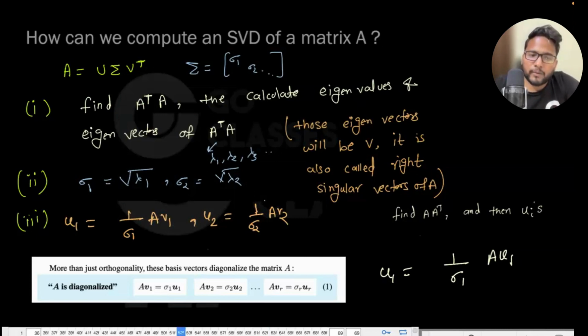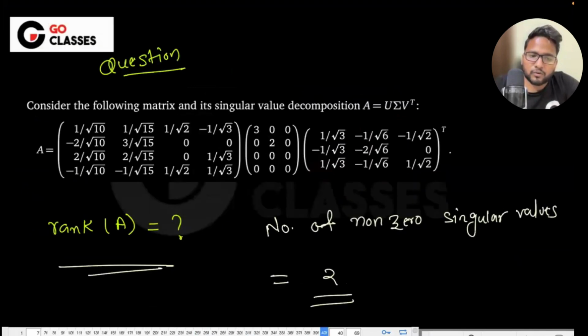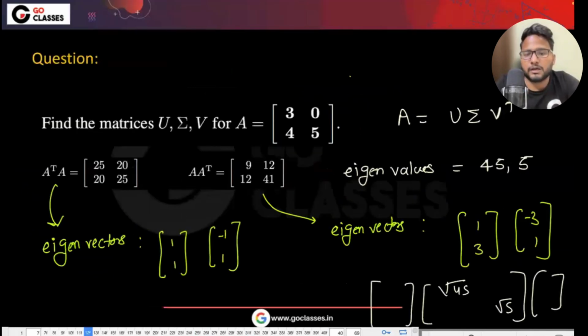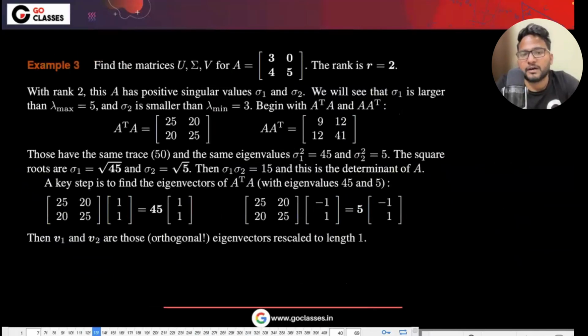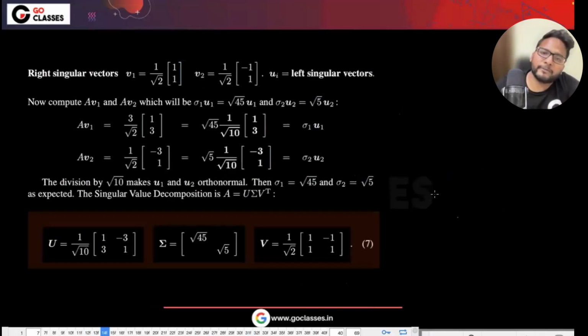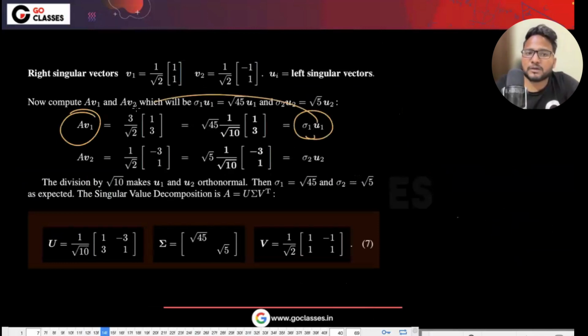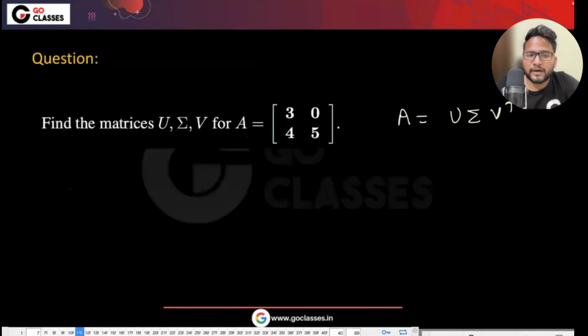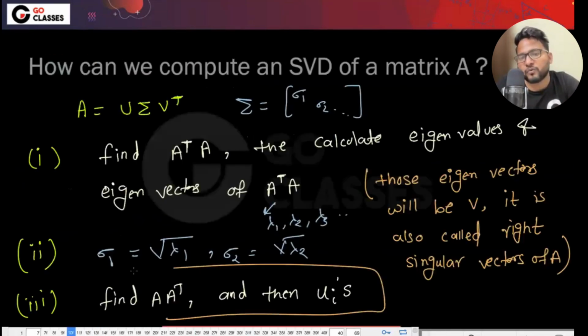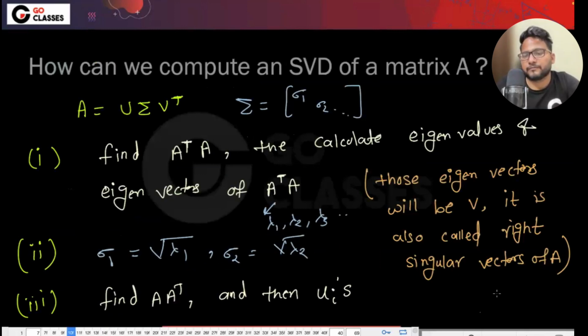Now, if you remember, there was a question where I was saying they are playing some trick. Let's just see what trick they might have played. See here, they're calculating u1 as A v1, and then they're writing A v1 as sigma 1 u1, and then they're directly calculating u1 from here, isn't it? So in this third step, you don't actually need to find u_i like this. Are you getting a little bit?